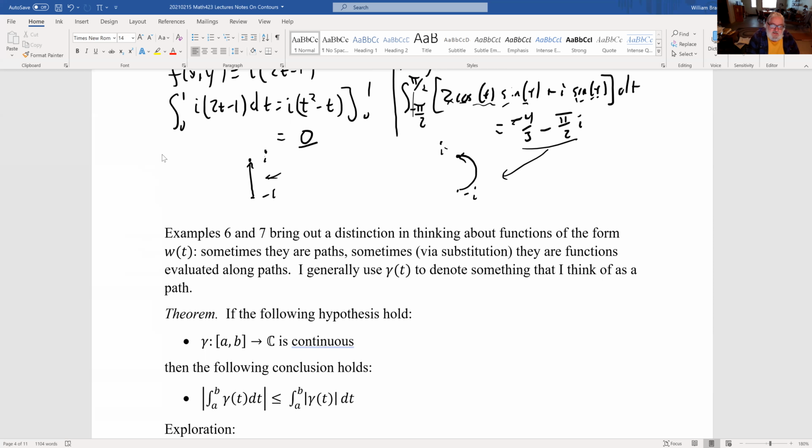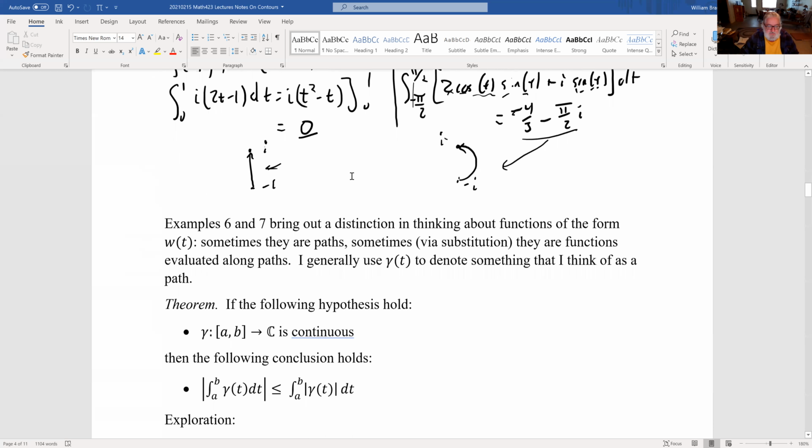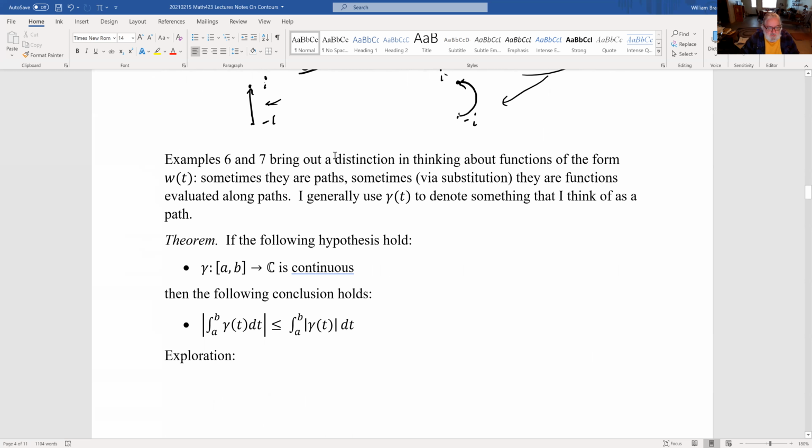If you always get the same result, no matter what path you take from one point to another, then that's called path independent. And path independent will become really important. But if you just pull out a function out of nowhere and you try to integrate it along 2 different paths that connect to the same point, there's no particular reason to expect that those numbers will turn out the same. So examples 6 and 7 do bring out this distinction.